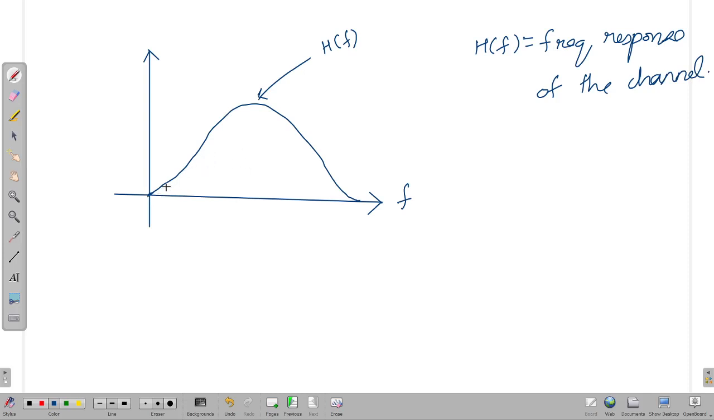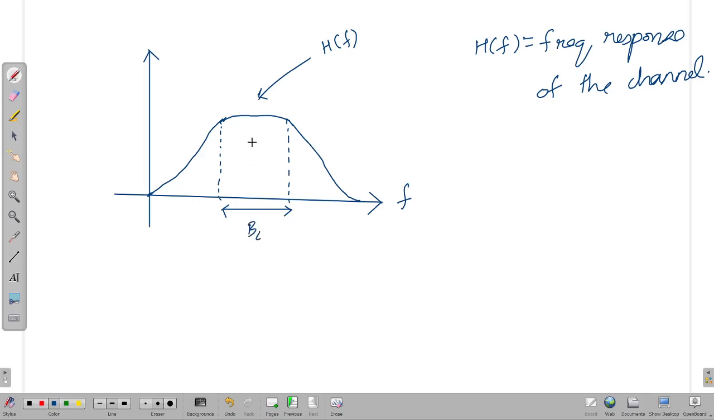You can see that at some range of frequencies, the channel is not so good. Let me draw it a little more flatter. There is some range of frequencies for which the channel almost remains constant. Let's say the response is like this. The channel is almost constant here, and this is going to be your coherence bandwidth, BC.